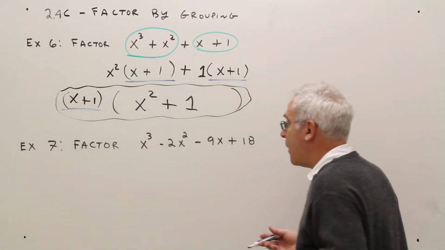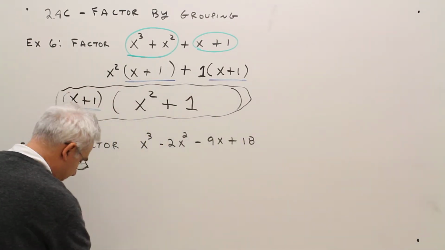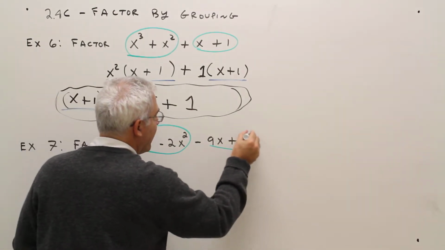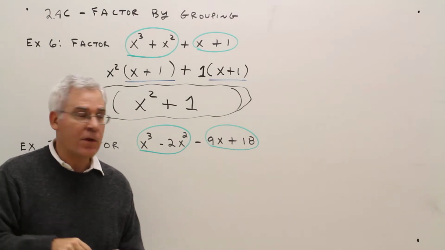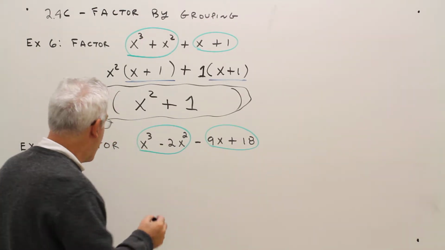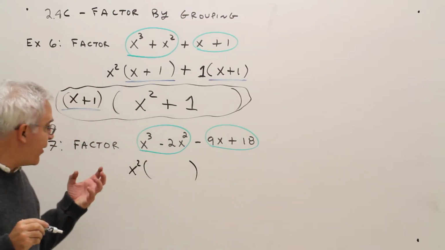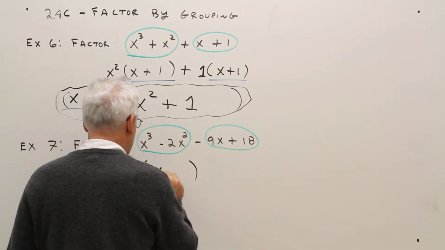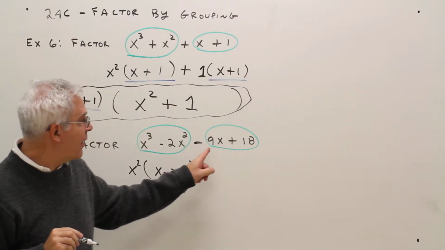Okay, so example 7, again, 4 terms, same thing. Let's circle the first two terms and circle the second two terms. Again, I like to keep that minus sign uncircled. All right, so in that first green circle, looks like an x squared. If I take the x squared out, I'm left with an x minus 2. I had a minus sign there. I'll have a minus sign there.